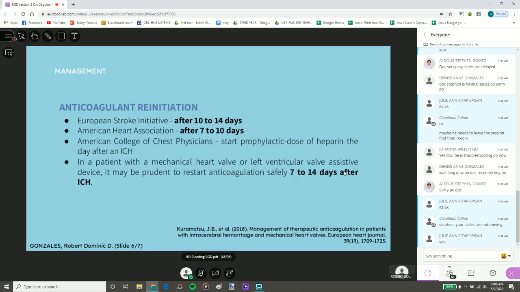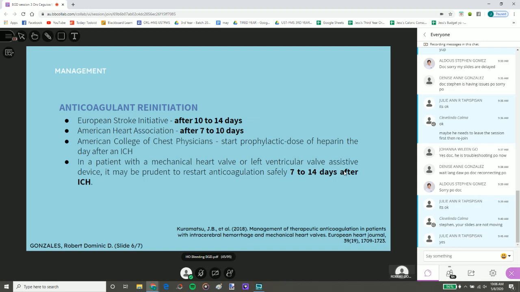Okay. Then lastly, for anticoagulant reinitiation, we need to ask when we should reinitiate, or whether we even need to reinitiate anticoagulant therapy. Because again, take note, it is the anticoagulant which caused the ICH of the patient in this case. So, we have several associations or groups here which gave guidelines on reinitiation. For the European Stroke Initiative, they recommend that patients reinitiate anticoagulant therapy after 10 to 14 days, also depending on the risk of thromboembolism and ICH occurrence.